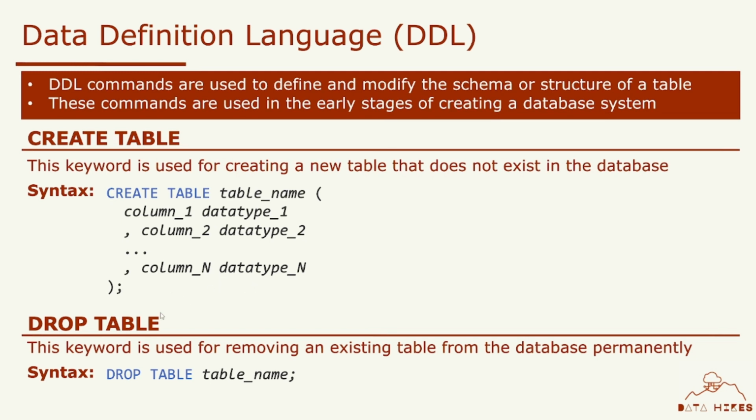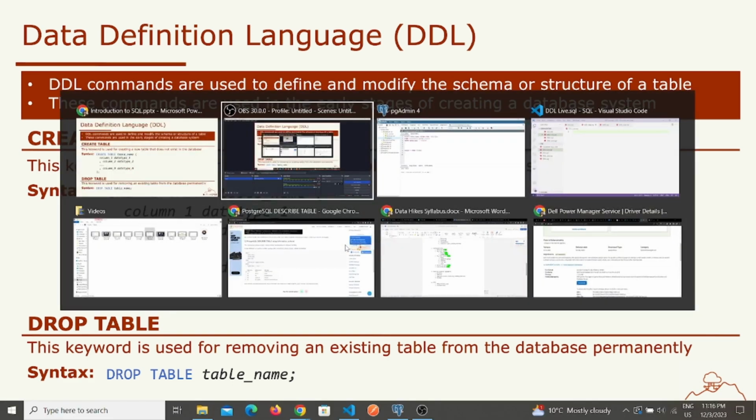And the second command is drop table. This is used to remove an existing table from the database permanently. So use this command very carefully, of course, and if you say drop table table name, that table will be removed from the database. Let's actually see how this would work.